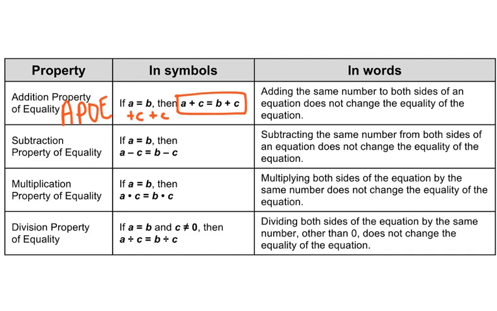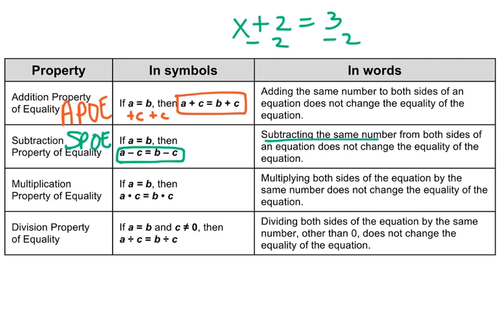Okay, the next one is called the subtraction property of equality. We're going to abbreviate that as SPOE. That says the same thing except when we subtract the same thing from both sides. So if I had x plus 2 equals 3, I would subtract 2 from both sides, and that's meeting the subtraction property. Subtracting the same number from both sides of an equation does not change the equality.